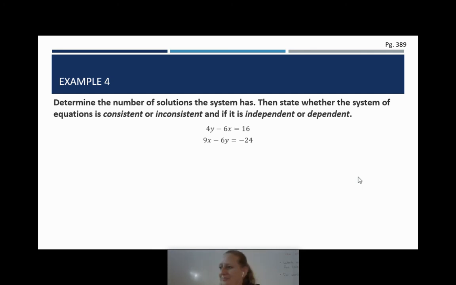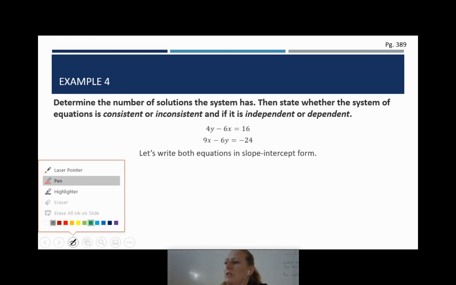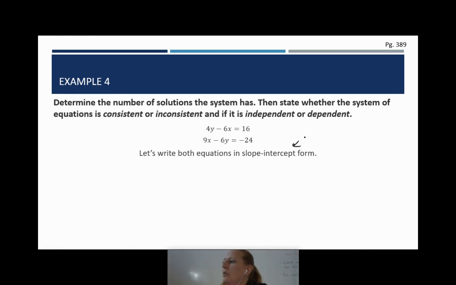You ready? So I looked at these and I was like, slope, y-intercept. So you know what I thought? The first thing we should probably do is write both these equations in slope-intercept form, right? That'd make things easier. Remember, that's code for solve for y. Get the y alone.